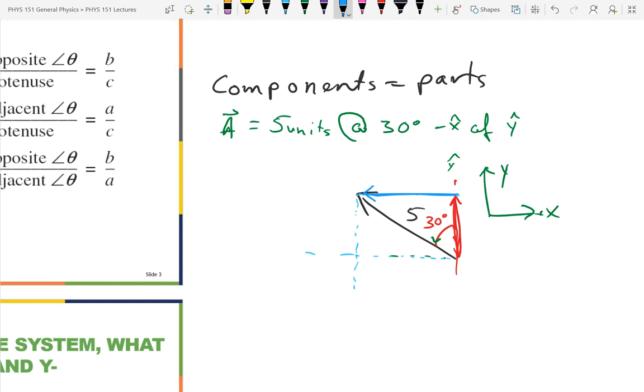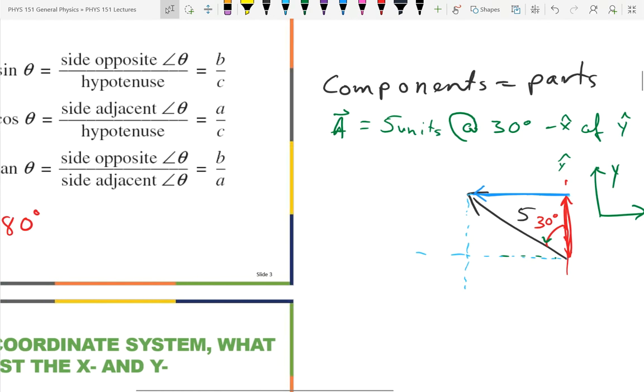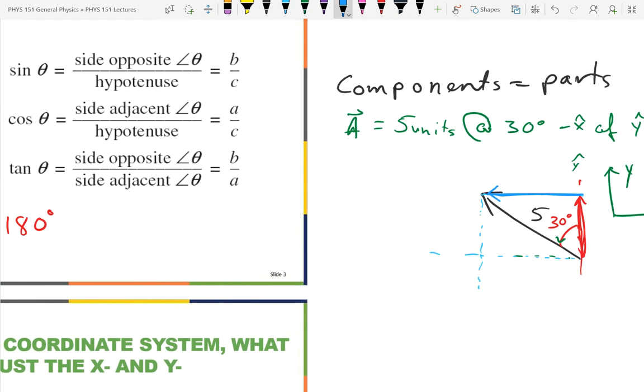So I just need to find what these are. And so now I'm going to use the trigonometric functions. So I know one side of the triangle. Which side of the triangle is it that I know?